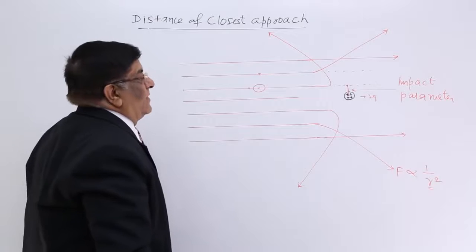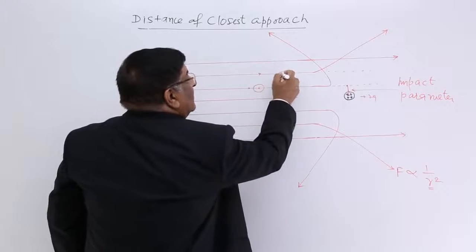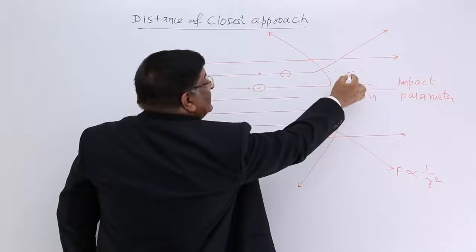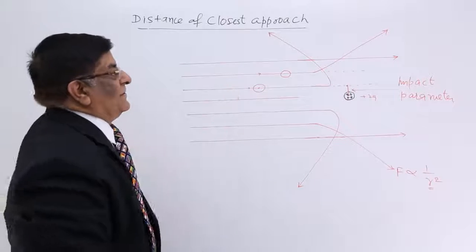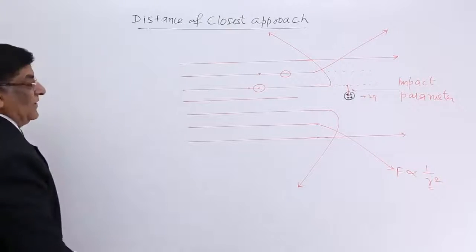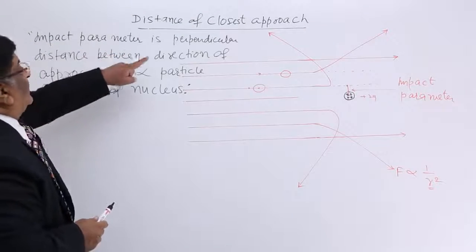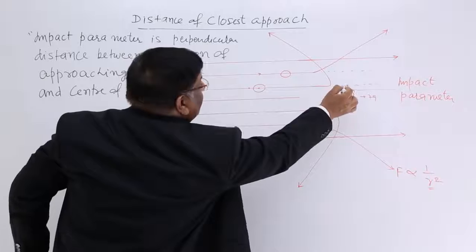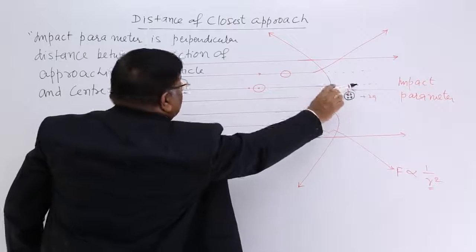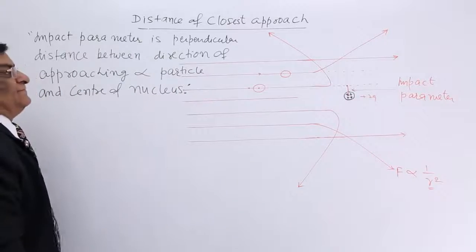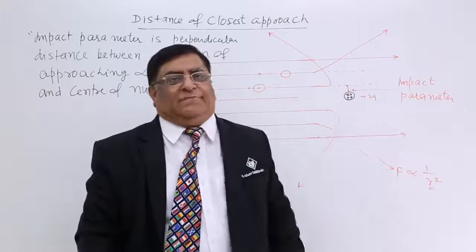Okay. Now, this is the impact parameter for this particular particle. For this particular particle, this is the impact parameter. For this particle, this is the impact parameter. So, this is the definition of impact parameter. What is that? We can write it: the impact parameter is the perpendicular distance between the direction of the approaching alpha particle and the center of the nucleus. Okay. The effect of impact parameter we have discussed.